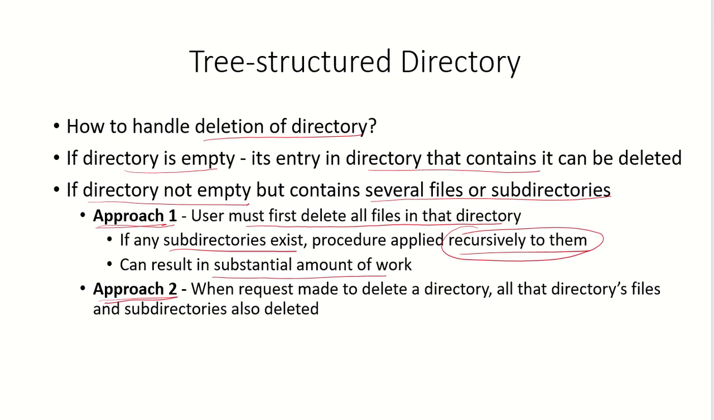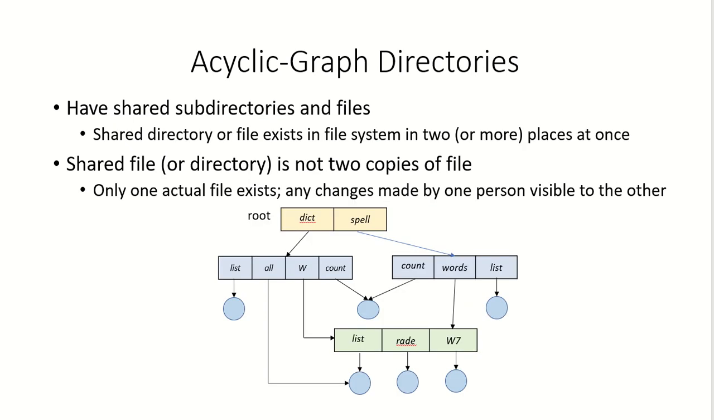Approach two is that when a request is made to delete a directory, all that directory's files and subdirectories are automatically also deleted. Another way of organizing the directory structure is using an acyclic graph. This allows users to have shared subdirectories and files. The two-level structure or the one-level structure does not allow users to have shared subdirectories and files. Acyclic graph directories allow this.